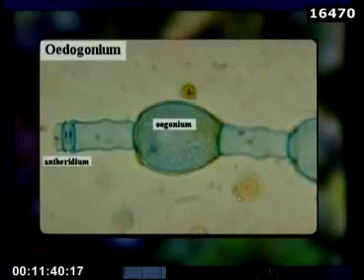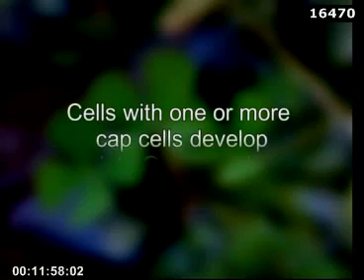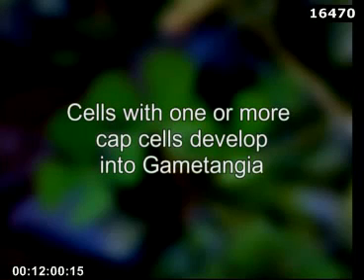Dear students, now we will discuss sexual reproduction. In Oedogonium, it is a distinctly advanced type of oogamy. The sexual reproduction in Oedogonium is by the formation of special reproductive organs, that is antheridia and oogonia. These antheridia and oogonia are developed from special cells of the filament. Not all the cells of the filament produce antheridia and oogonia, but certain specialized cells, usually having one or more cap cells at their apical ends, develop into the gametangia.